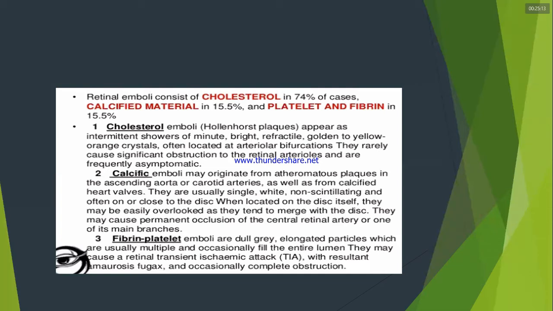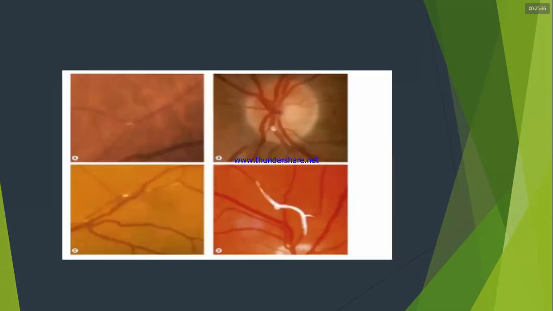Fibrin-platelet emboli are dull gray elongated particles which are usually multiple and occasionally fill the entire lumen. They may cause retinal transient ischemic attack with resultant amaurosis fugax and occasionally complete obstruction. So these are the three types of emboli which are present: the features of the cholesterol type, the calcified type, and the fibrin type of emboli.